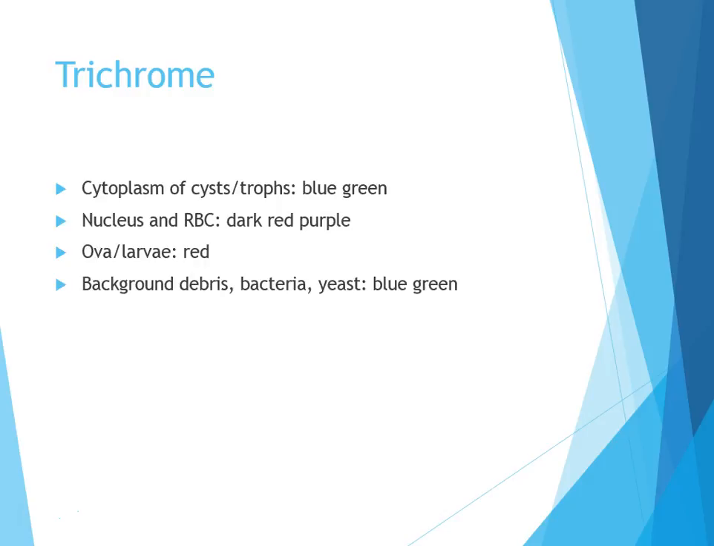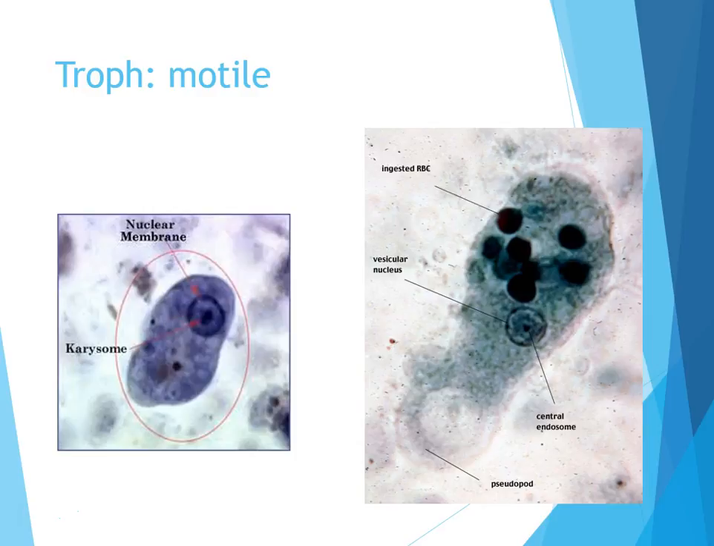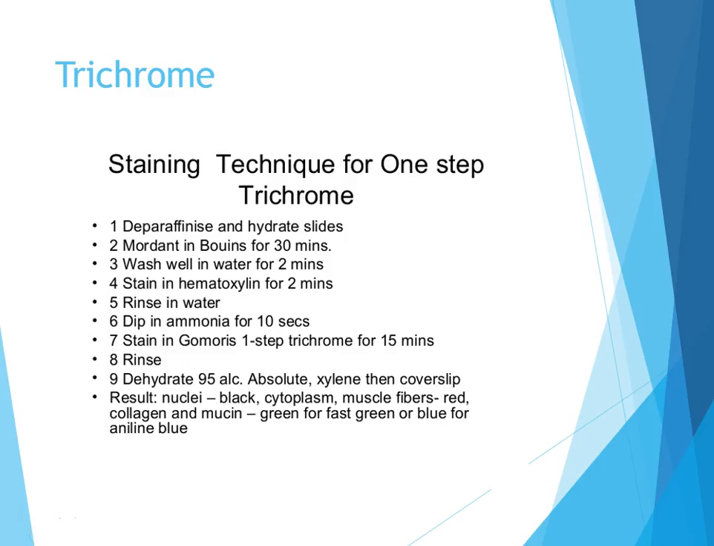In the trichrome, the cytoplasm of the cyst and troph stain blue-green. The nucleus and red cells are dark red to purple. The ova and larva, the ova are the cyst, and the larvae are the little worms. Those stain red, or they may look pinkish. The background debris, bacteria, and yeast stain blue-green. And this is a trichrome stain, and these are both trichrome stains. This is the blue-green that it was referring to. That's what color they are.